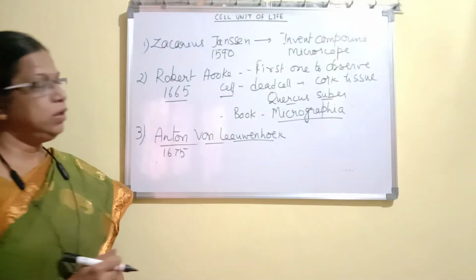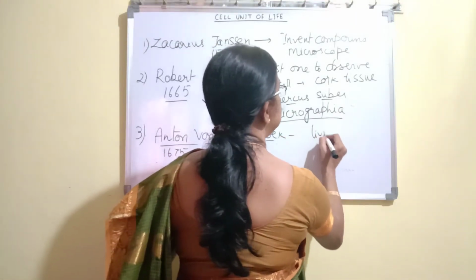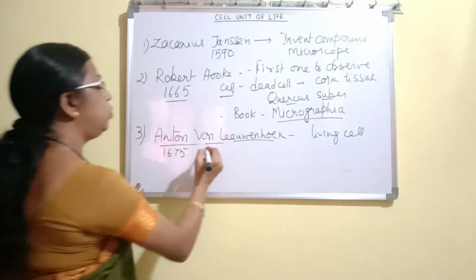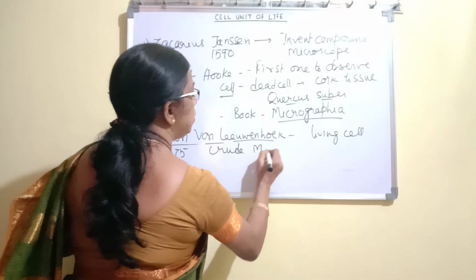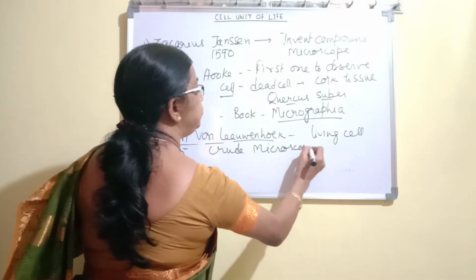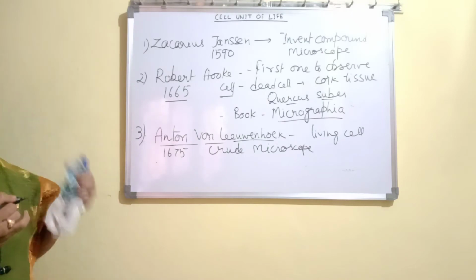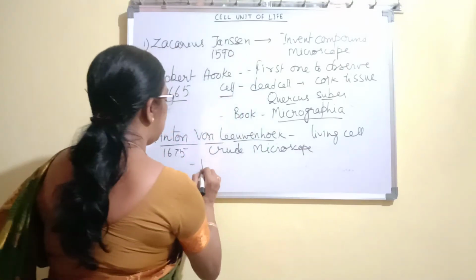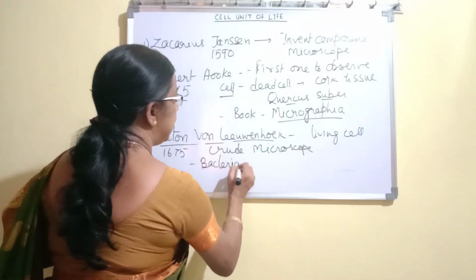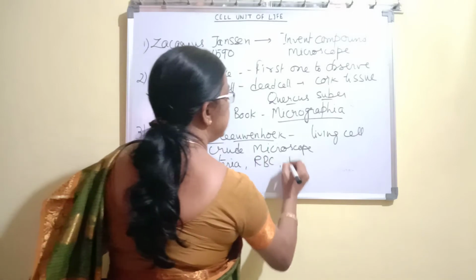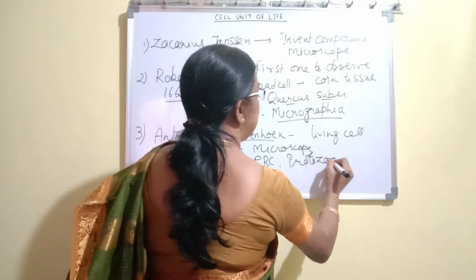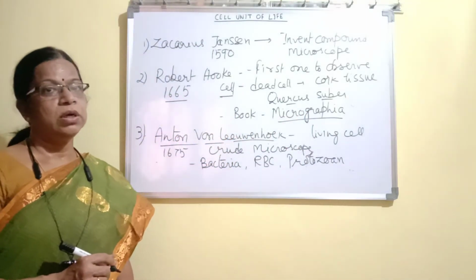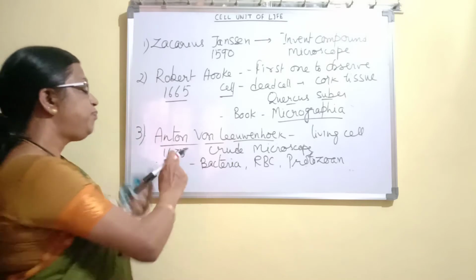So, Anton von Leeuwenhoek was the first one to observe a living cell in his crude microscope. He constructed a microscope, and in his microscope, he was the first one to observe a living cell. He observed living cells of bacteria first, and RBCs, and protozoans. Bacteria, RBCs, and protozoan cells were first observed by Anton von Leeuwenhoek. Though the first cell was observed by Robert Hooke, but first living cell.